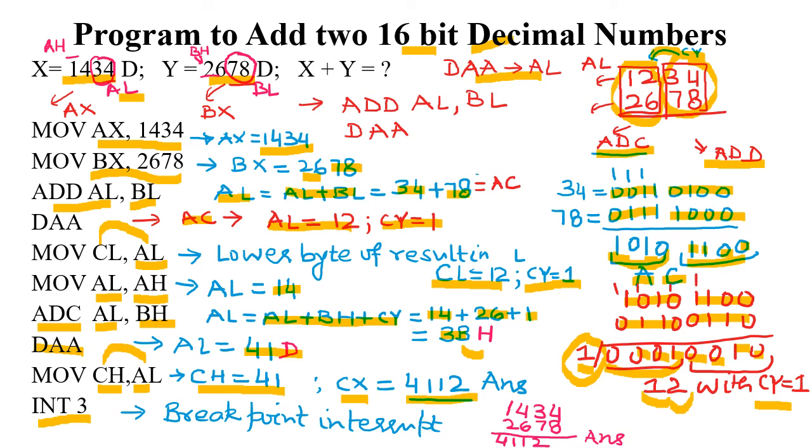You can add the two numbers in decimal and you can see the result is 4112. 1434 plus 2678 in decimal is equivalent to 4112. So we are getting the correct result. So this is all for today.